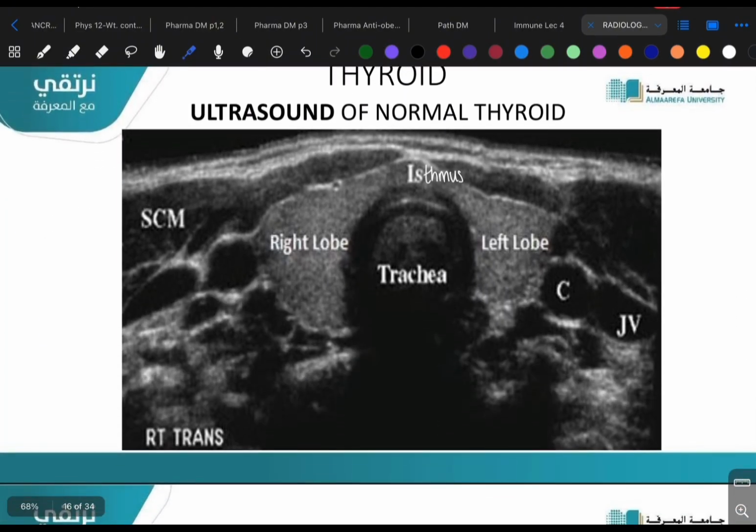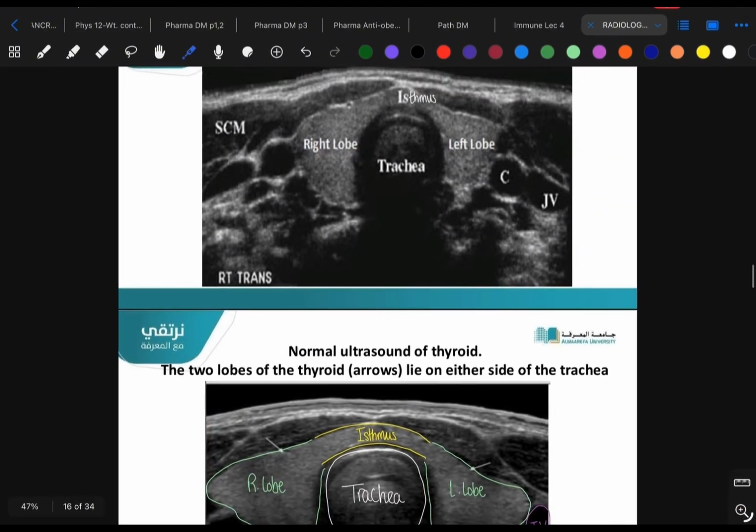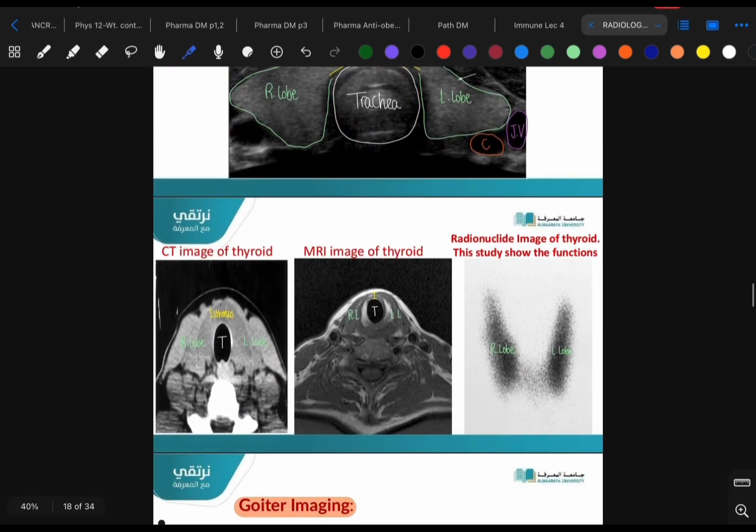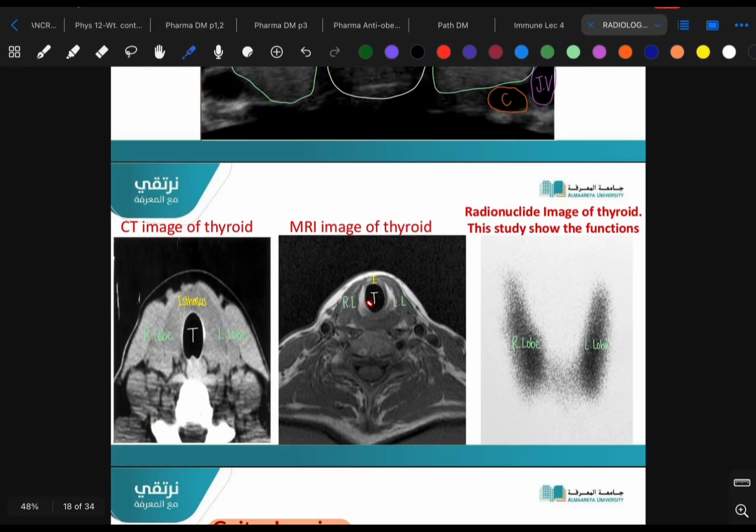Here we can see this is the ultrasound. So this is the trachea. This is the isthmus. Same thing here, but then the right lobe and left lobe of the thyroid, jugular vein, etc. Here CT. Here the MRI. We know the CT because it's very white. Here the bones are very white. Here it's grayish black. Here we have the radionuclear image of the thyroid. So this is the right lobe and left lobe.